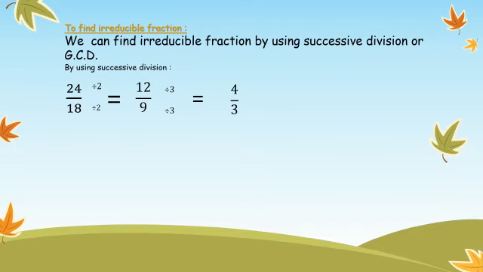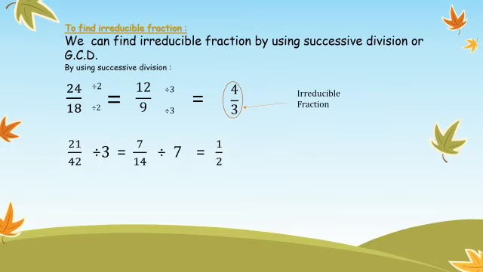4 and 3. 4 we can divide by 2, and 3 we can divide by 3. So we don't have a common divisor. Then 4 over 3 is irreducible fraction.